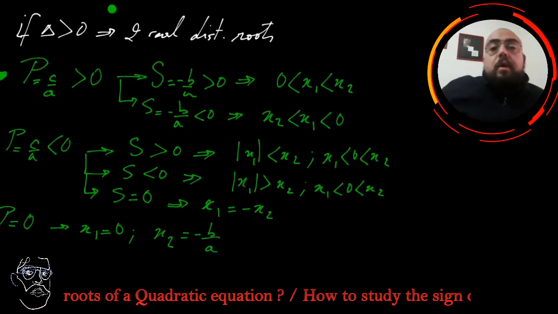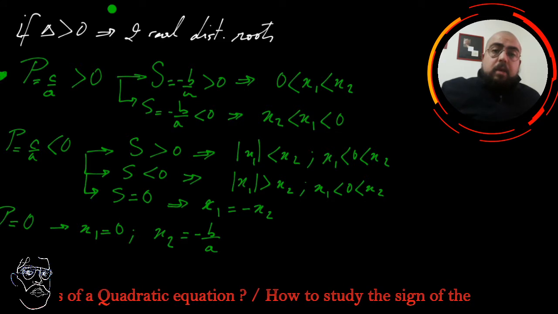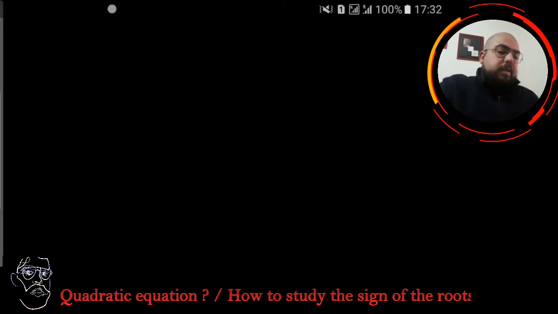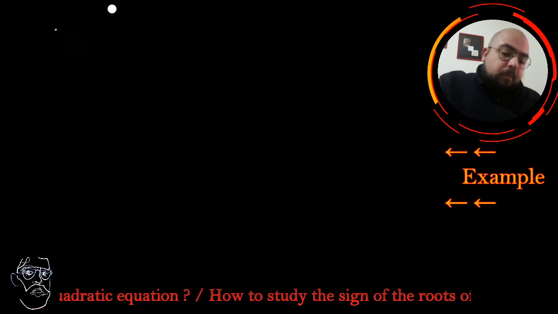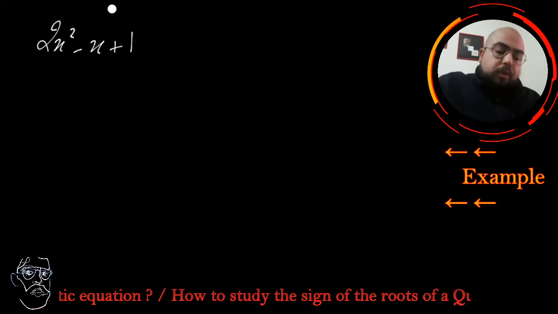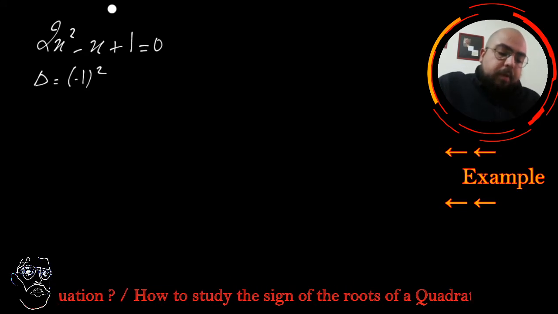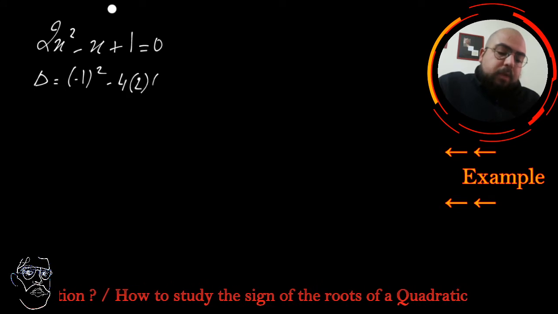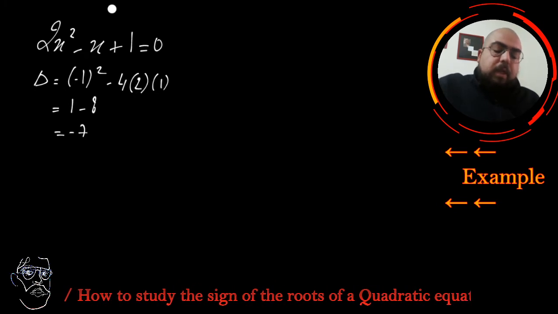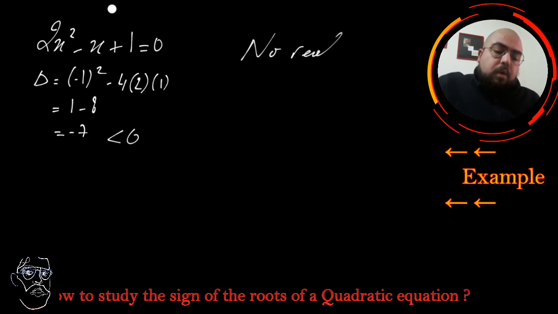So this is how you study the sign of roots related to a quadratic equation. Let's take examples. The first example, I have 2x squared minus x plus 1, which is equal to 0. In this case, delta is equal to (minus 1) squared minus 4 times a is 2, c is 1, so it's equal to 1 minus 8. It's a negative value, delta is negative, so I can say no real roots.